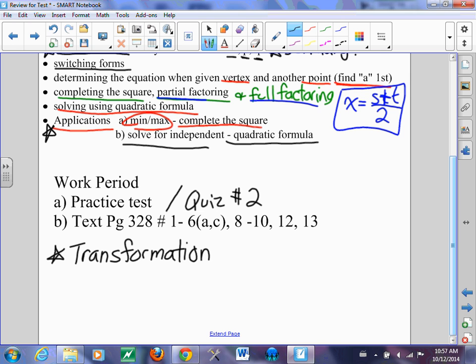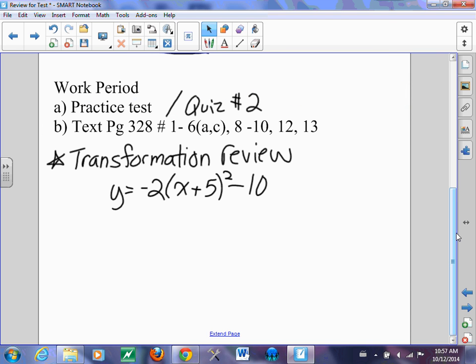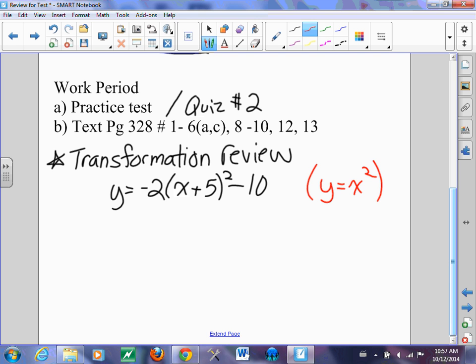So, transformation review. Okay, so say I give you the equation y equals negative 2 (x plus 5) squared minus 10. Okay, and I ask you to explain the transformations. And the transformations, guys, is based on y equals x squared. So based on our basic parabola, which is y equals x squared, what has happened in terms of the transformations? Okay, remember in class, we took each letter, we found out how we shifted each letter, we colored a different parabola, and we shifted left, right. That's what we're going to do.